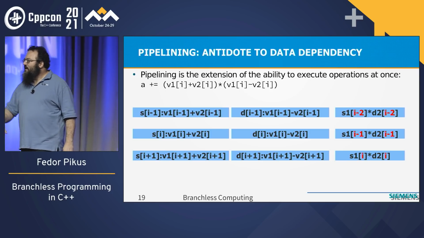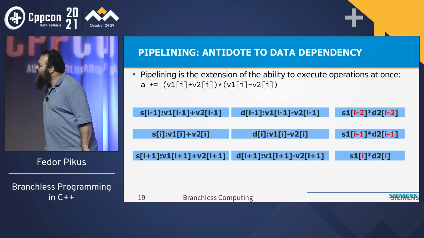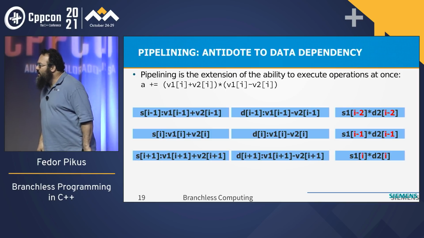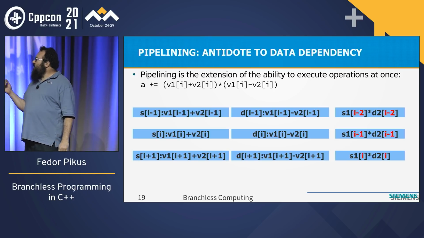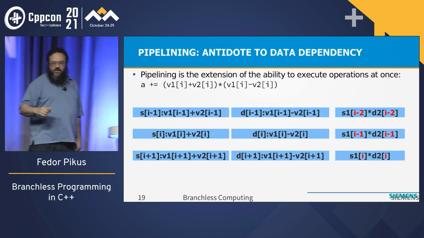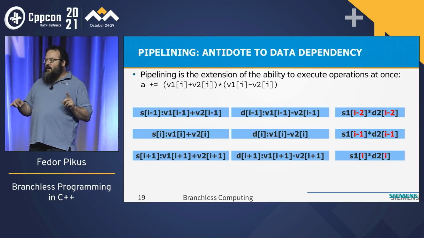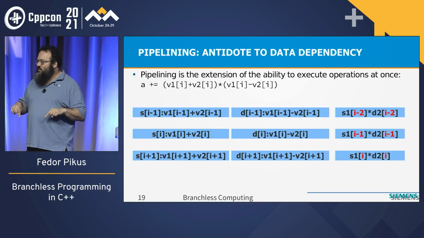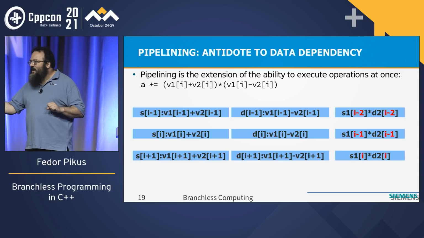Just come closer. Why are the results of -1 and -2, the expressions there, not a data dependency for the multiplication that needs them? Okay, the question was why are the results for -1 and -2 not a data dependency for the multiplication? They are, but not for the same iteration. So the addition for minus 1 is a data dependency for multiplication for I minus 1. But it's not a data dependency for multiplication for I minus 2.